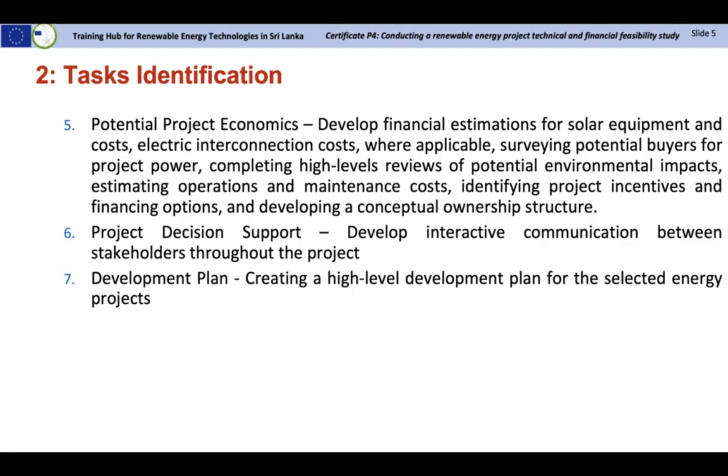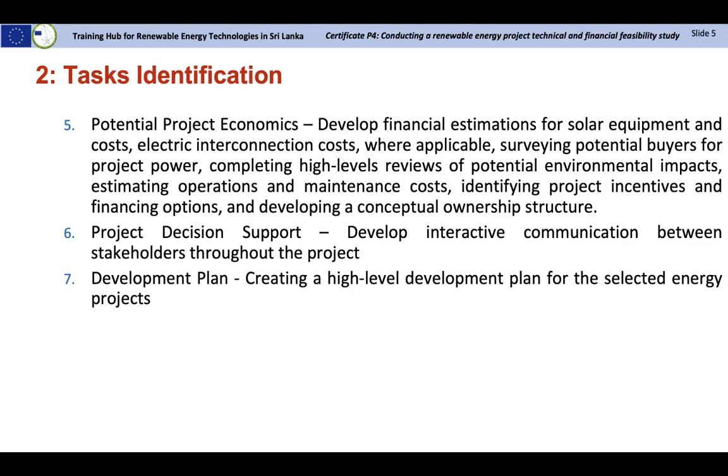And then project decision support, that is a very collective effort, therefore interaction between every stakeholder throughout the project, from the start date to the end date to the commissioning, and even from the operation and maintenance point of view. In decision making, every stakeholder responsible for those stages should be there.